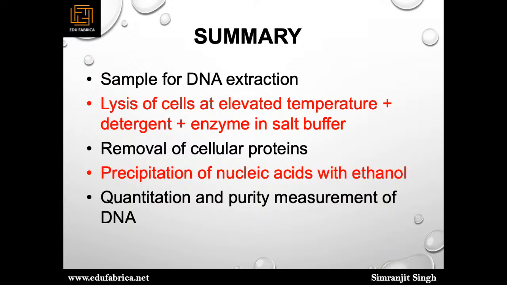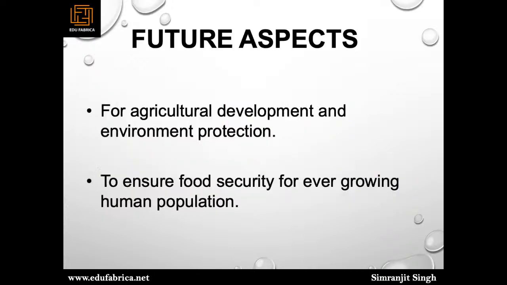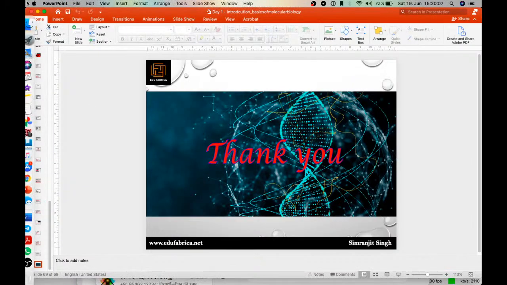So in summary, the sample for DNA extraction is taken. Then we lyse the cells with elevated temperature or detergent and add enzyme in the salt buffer. Then we remove the cellular proteins, then precipitate the nucleic acid with ethanol, and then check for quantitation and purity measurement of the DNA. It has many aspects: agriculture, development, environmental protection, and ensuring food security.